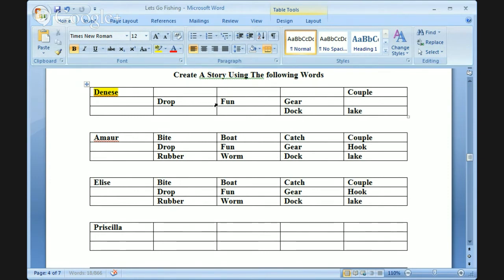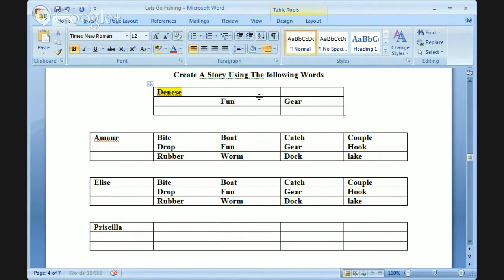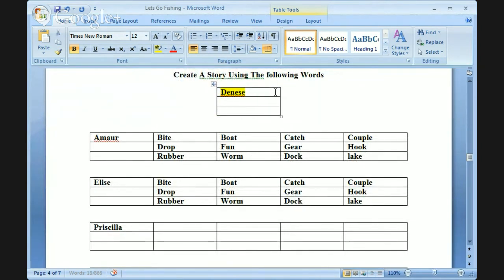I don't remember the. Okay, it doesn't have to be from this story. Just use the words. It doesn't have to be from the story. Okay, some fish were dropped. Was fun to get the fish. They caught a couple of fish. The dock was the middle of the lake. That was fun. Gear. Yeah. They use gear, is like what? The gear was the equipment.